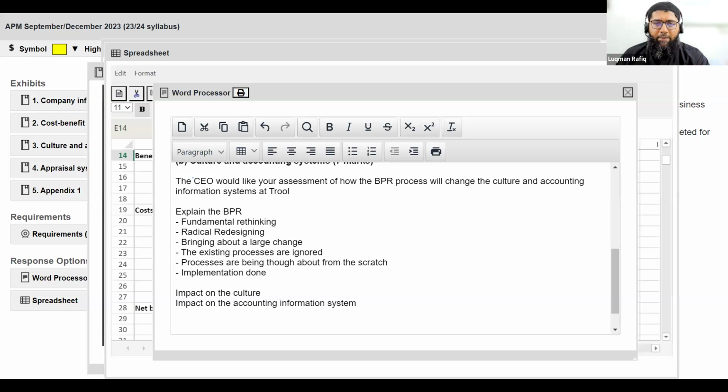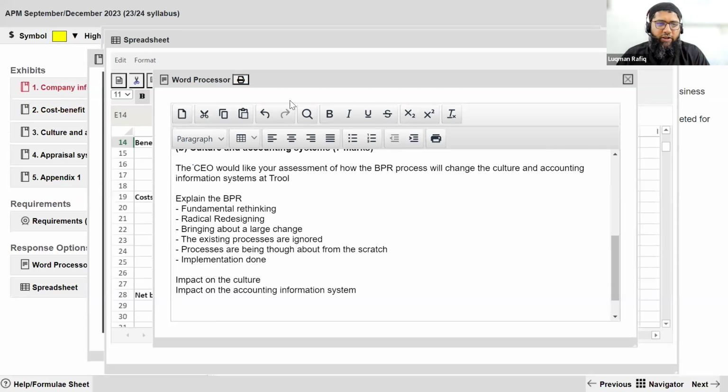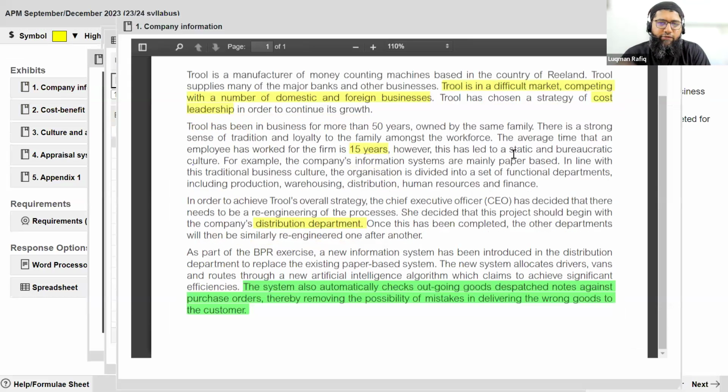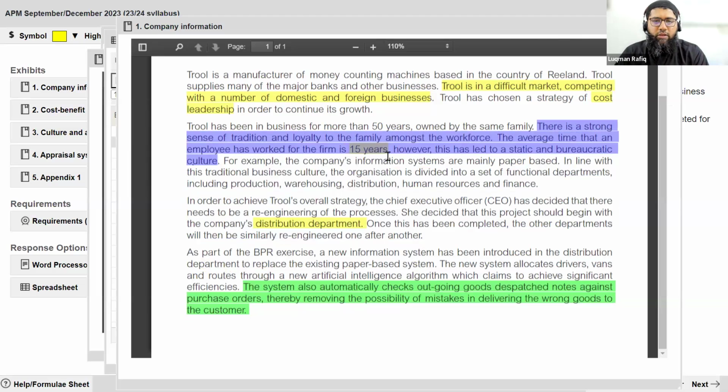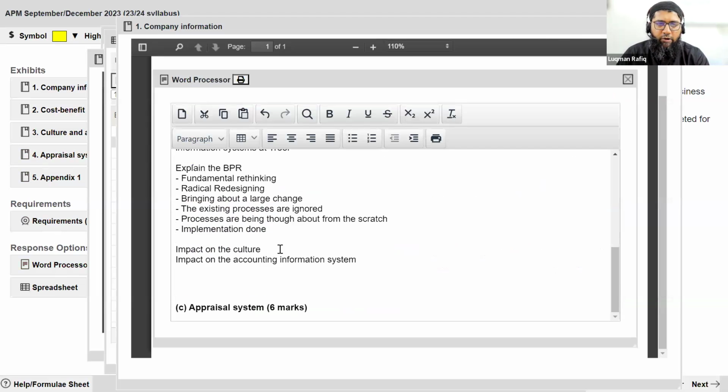Okay, now what happens is that you just have to think about what is going on with the culture. I talked about a few of the important things with respect to it, and that was basically the employees. What is happening is that there is a strong sense of tradition and loyalty to the family amongst the workforce. The average time that an employee has worked is so and so. Now, what actually happens is that I will just copy the whole of it because I want to make some sense out of it.